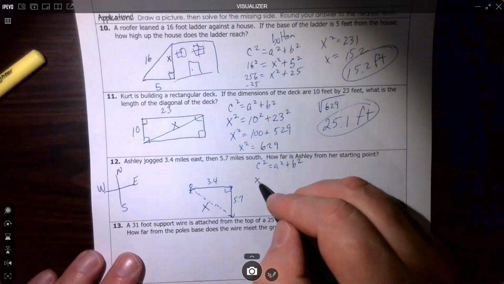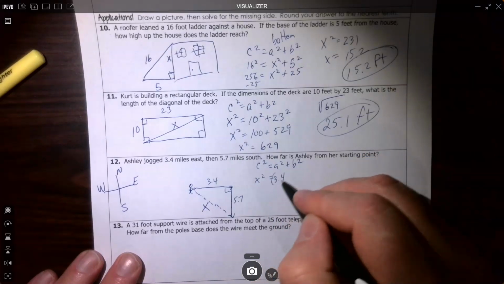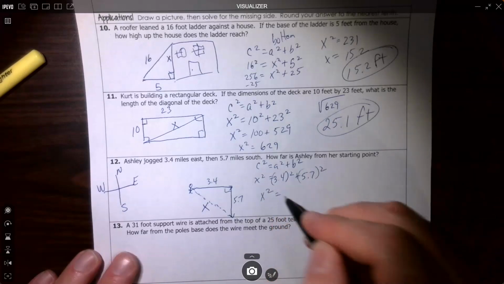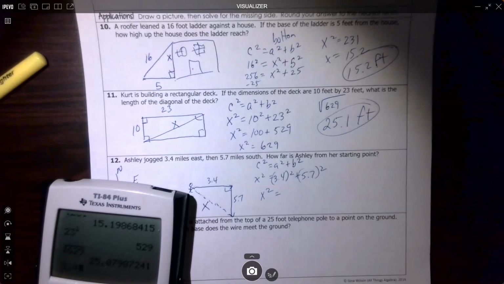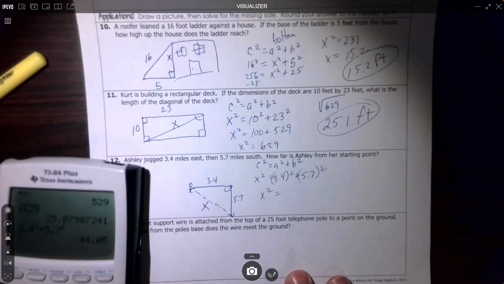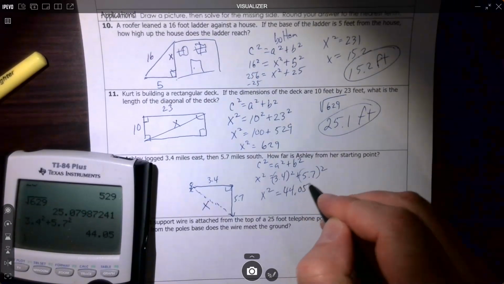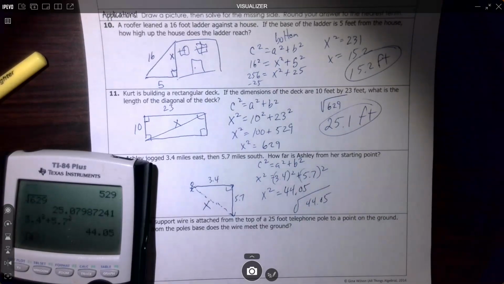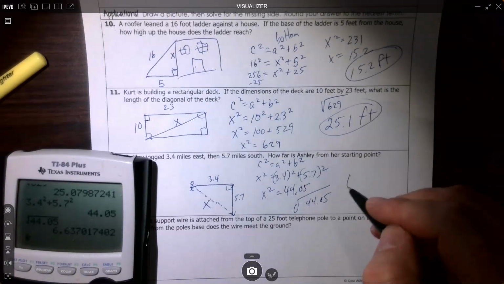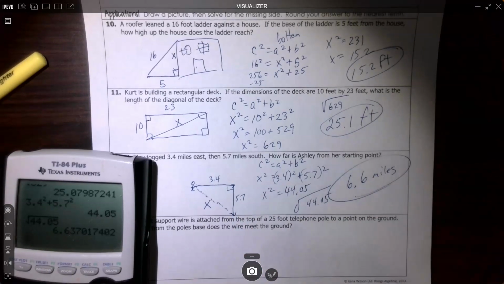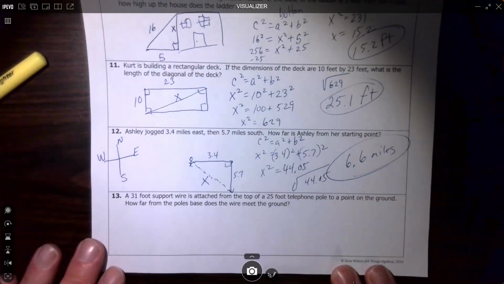Okay, so x squared equals 3.4 squared plus 5.7 squared. X squared equals, put those in the calculator. The beauty about using this graphing calculator is I can do it all in one swoop. Desmos, you can do that as well. 44.05, but remember I got to take the square root of that. Which is 6.6. 6.6 miles. Okay. All right. Last one.